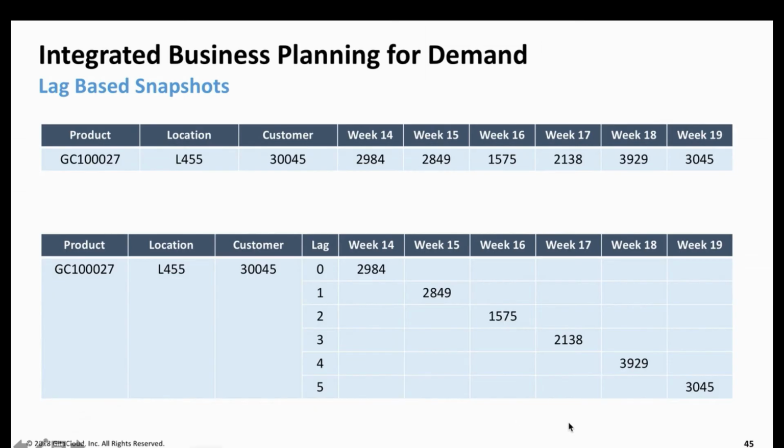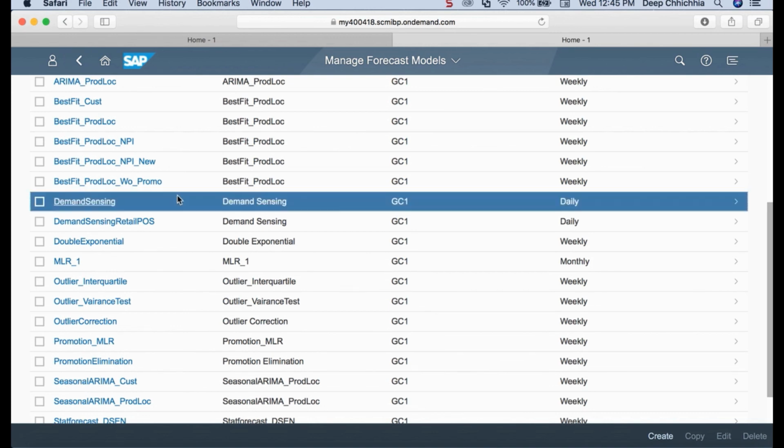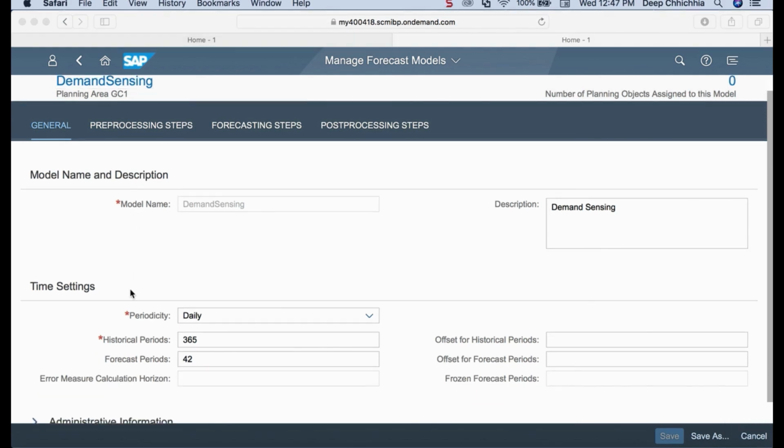So once we have configured these lag-based snapshot key figures, and when we have data for these key figures, we'll upload them as these are the key inputs for demand sensing. Once this is done, we'll create a forecast model for demand sensing. Let us look at the forecast model that we created for demand sensing and various settings associated with that model. So if you look at the periodicity of demand sensing, it's daily. We are taking 1 year worth of history and we are forecasting for the future 6 weeks.